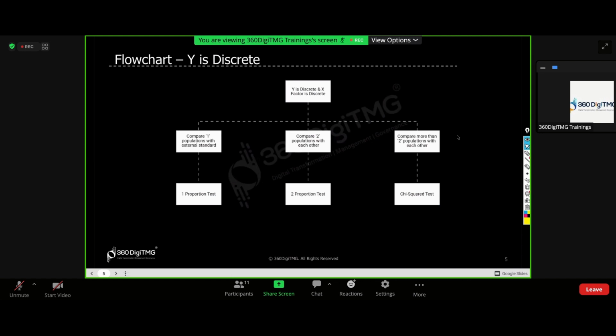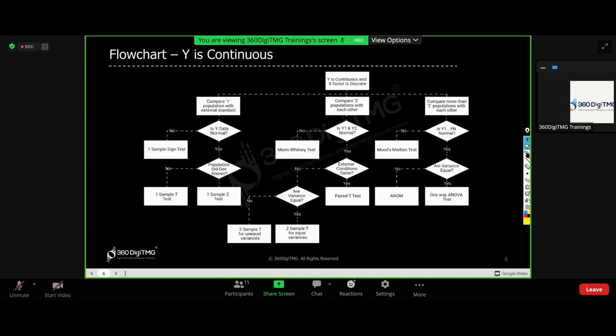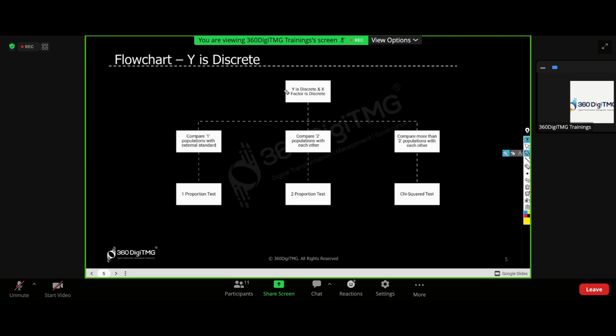Now this is a flow chart we do have. What is happening over here? When y is discrete and x factor is discrete, meaning y and x both are discrete. And what is the definition of discrete? It should not be continuous, meaning the data which should not be represented in the form of decimals. That is called discrete data.